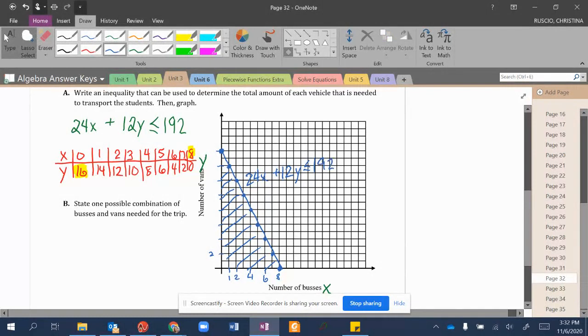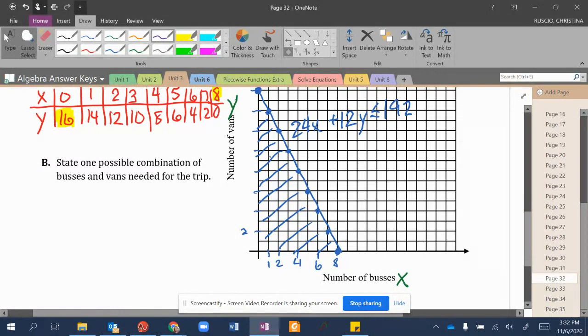Okay, then part B says state one possible combination of buses and vans needed for the trip. So basically, you have tons of points to pick from. Because it's a solid line, we could pick anything on the line, and we could also pick anything in the shaded area. So it's entirely up to you. I'm feeling like I like this point right here, which is (5, 4).